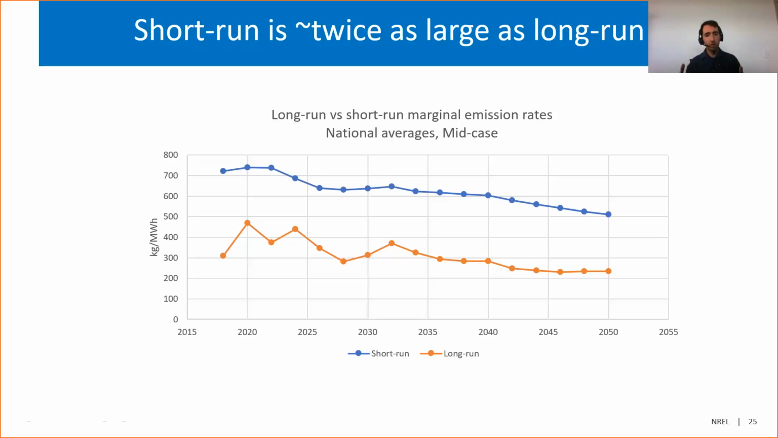If you use the short run marginal emission rate, you're going to get a much larger number, which is not necessarily most accurate depending on what intervention you're studying. And if it's going to be around for a long time, then you might be overestimating the emissions induced by this thing that you're studying. So it is important. Okay, so that's basically everything.